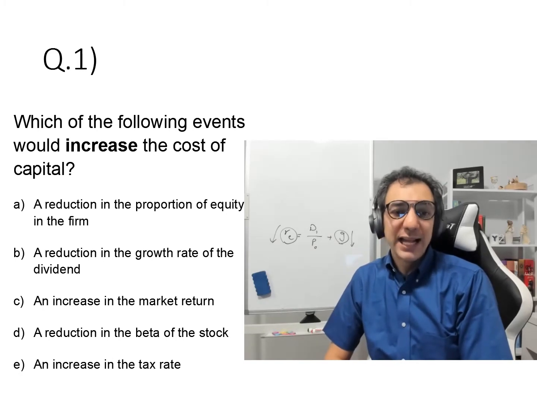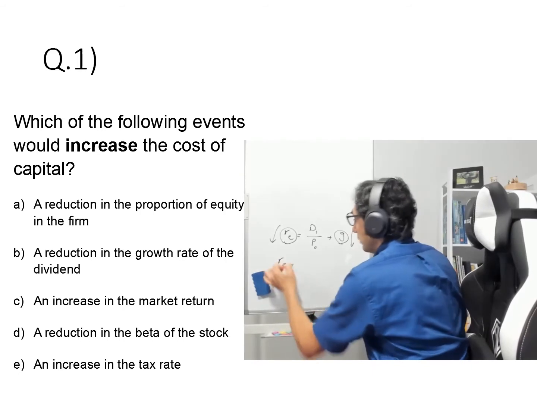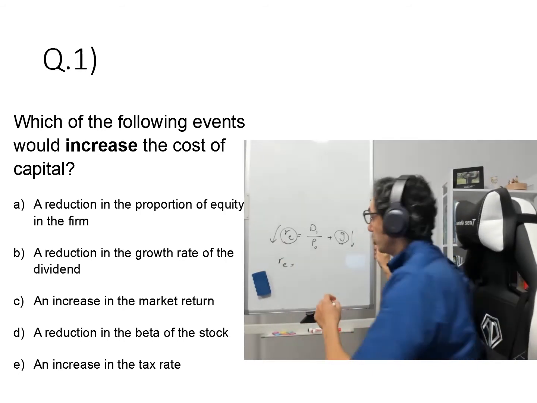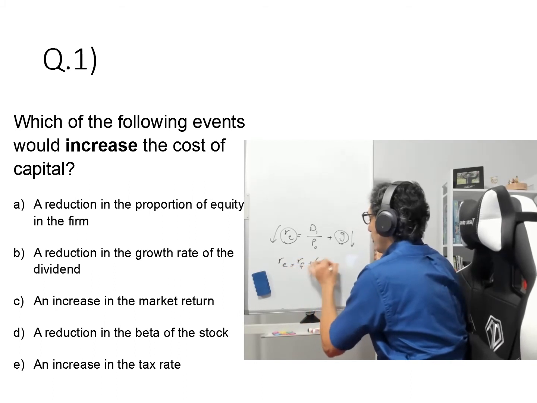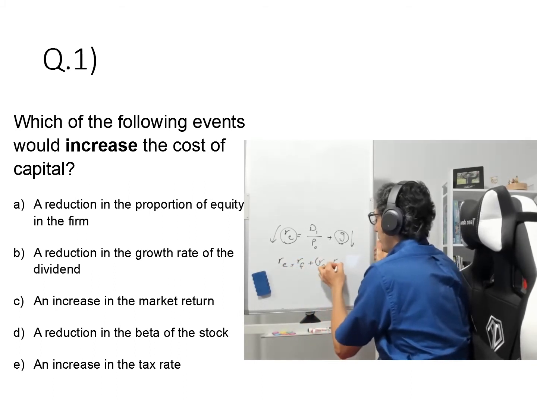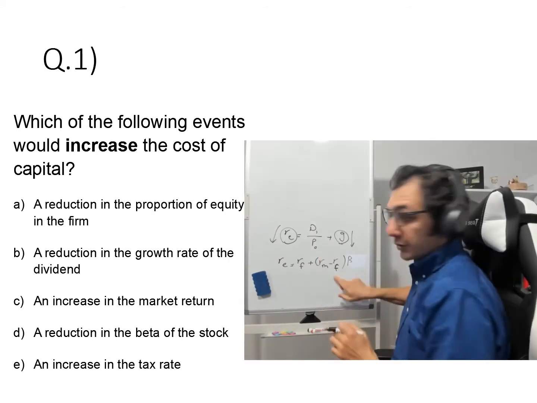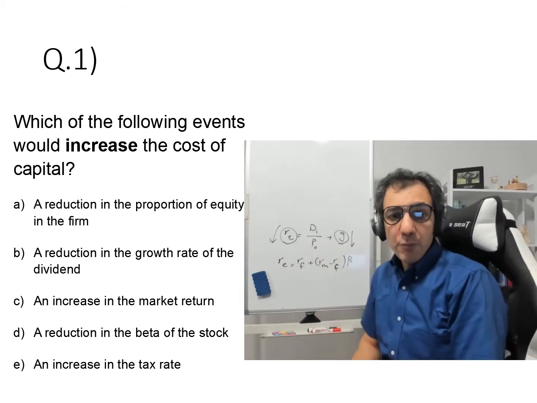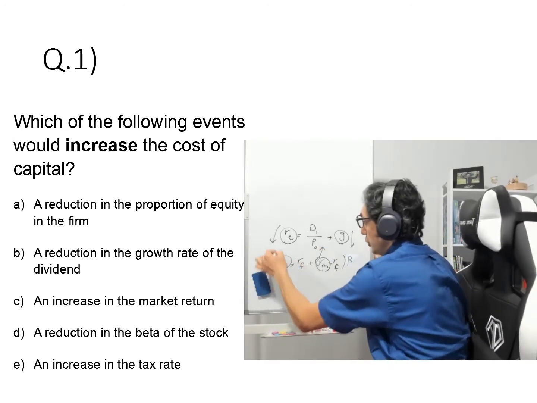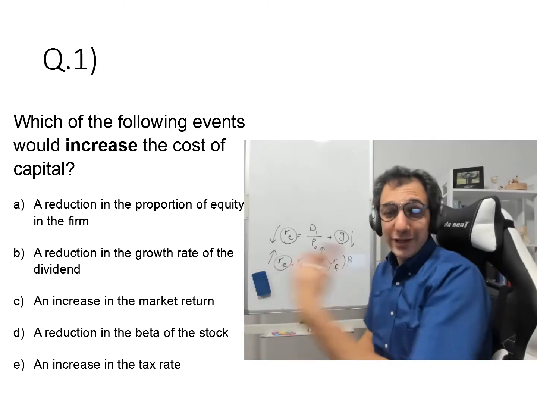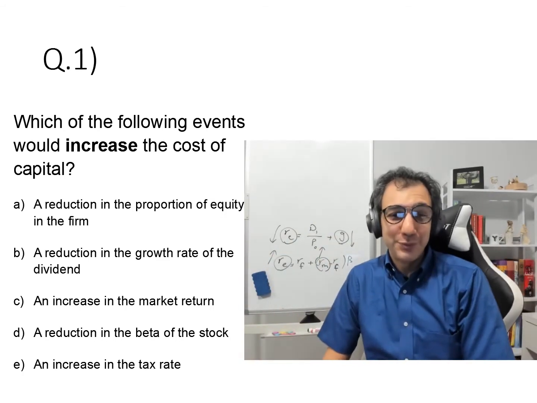C is saying an increase in the market return. So we also learned we can calculate the cost of equity by using CAPM, which was the risk-free rate plus the market return minus the risk-free rate times beta. We also call this market risk premium. So when the market return is going up, the cost of equity will go up, which means the cost of capital will go up. So the answer should be C.